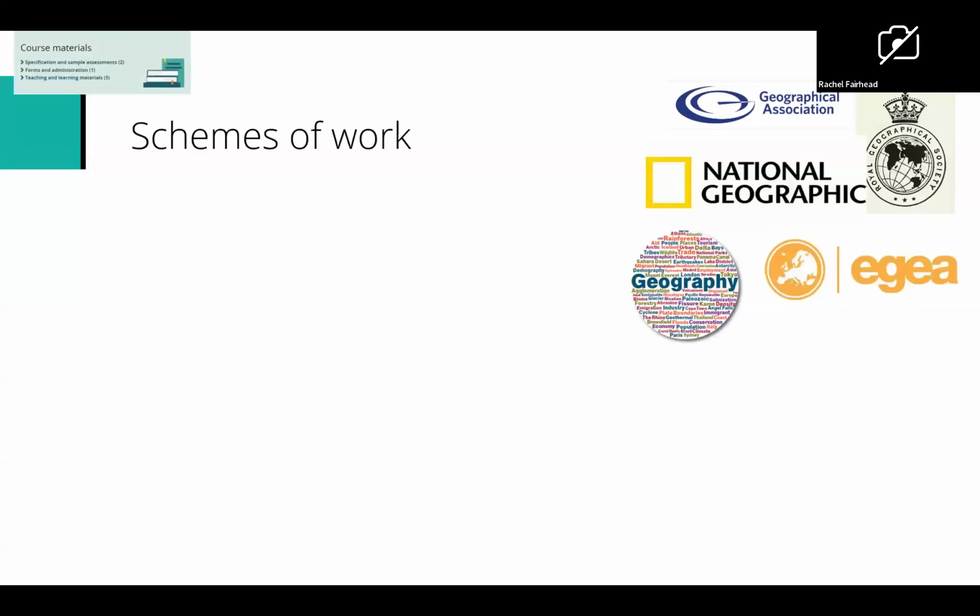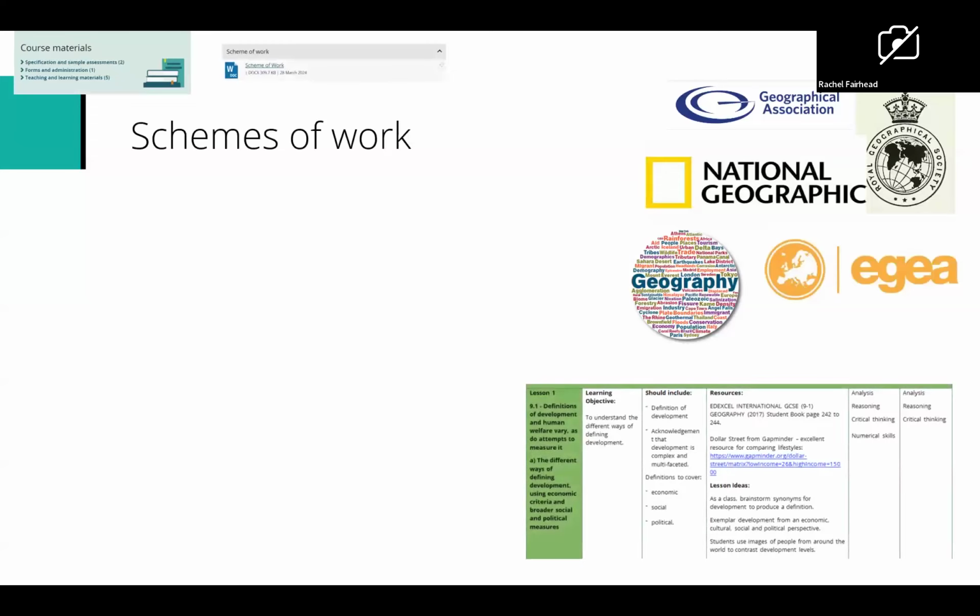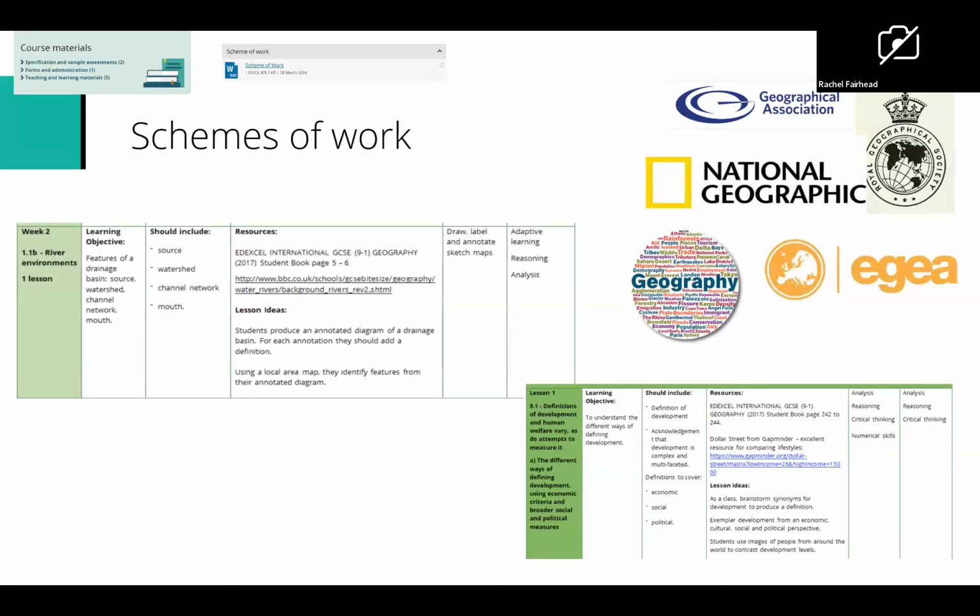You've also got available to you schemes of work. I've put an example of a lesson scheme of work here on the slide. What you'll find is that the schemes of work will do a number of different things. For week 1, lesson 1, it gives you a learning objective, what the lesson will include, what the resources are, and provides links to those resources, and also what skills are being developed. Then if you look at the week 2 lesson, it's a similar idea: learning objective, what should be included, what the resources are, and again, what skills are being used. But these are adaptable. They are not definitive, you don't have to do it this way. It's the idea of something to support your teaching and also support the learning of your students.